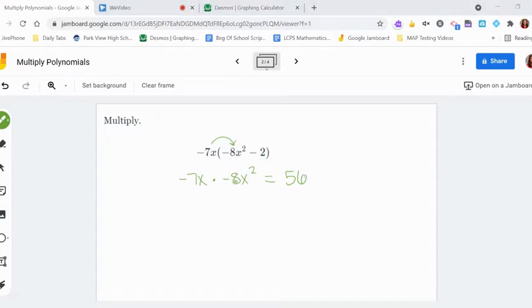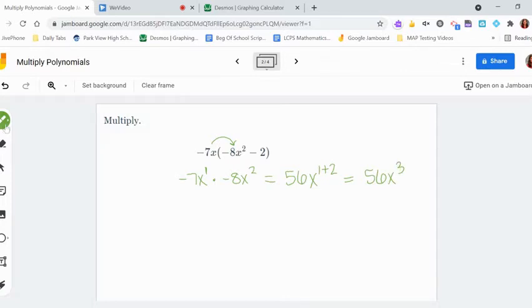And then I have x times x squared. Remember, there's a little 1 here. So we really have x to the 1 plus 2. Remember, back to our laws of exponents, when you multiply, you add the exponents. So this one's going to be 56x to the 3rd power.